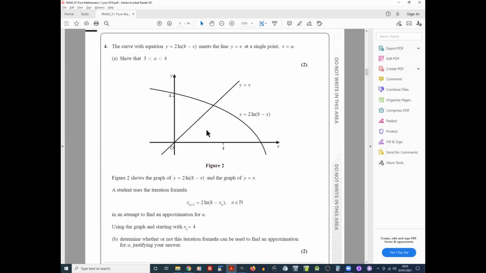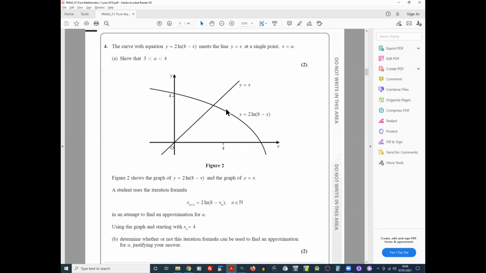Well, SOHCAHTOA tells us that tan means what? Tan means opposite over adjacent. So notice that that really is the rise over the run, isn't it? Opposite over adjacent. So tan 45 equals 1 then. Yes, quite.